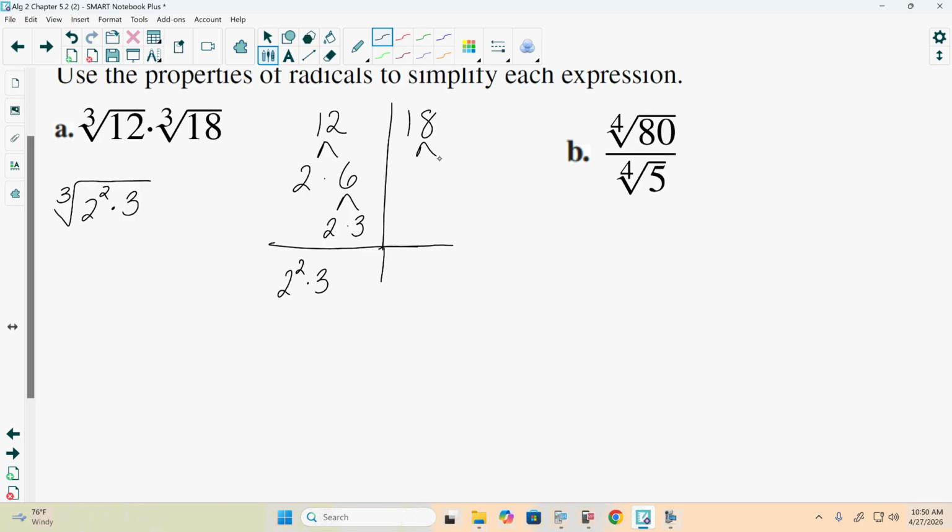If we look at 18, well, 18 is still divisible by 2. It'd be 2 times 9. 9 is 3 times 3. Telling us that the prime factorization of 18 is 2 times 3 times 3, or 2 times 3 squared.